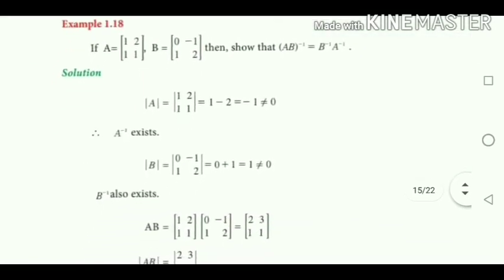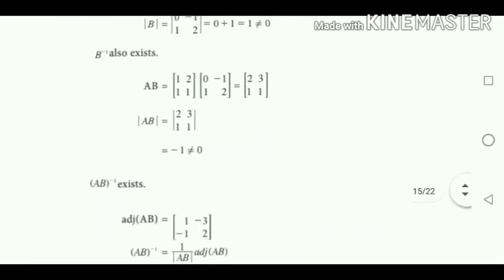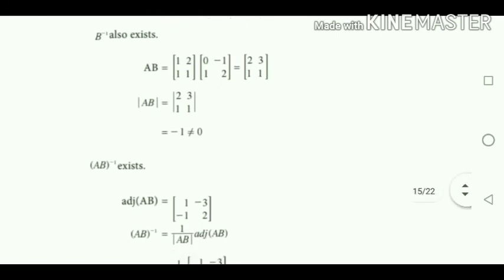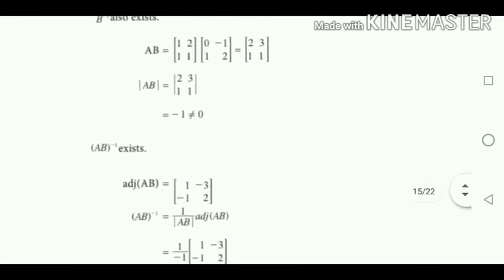The question is (AB) whole inverse. (AB) whole inverse means you multiply A into B. Here the first A is [1, 2; 1, 1], then B is [0, minus 1; 1, 2]. So multiply first row into first column. You are getting [2, 3; 1, 1]. This is AB. So the AB matrix is [2, 3; 1, 1]. So find the determinant of AB, cross multiply it. 1 twos is 2, 1 threes is 3. So 2 minus 3, you are getting minus 1, not equal to 0. Therefore AB inverse exists.